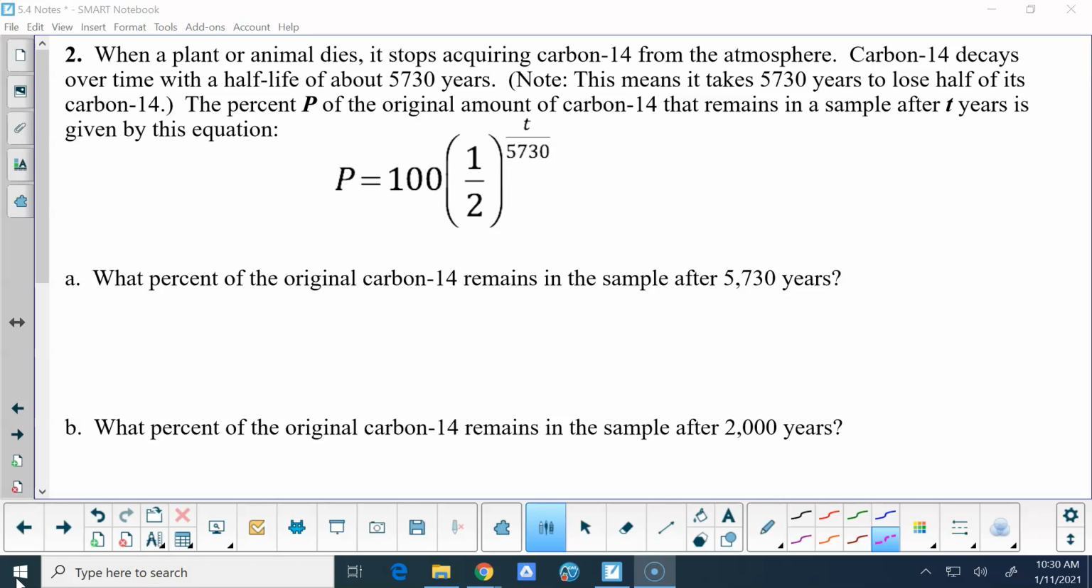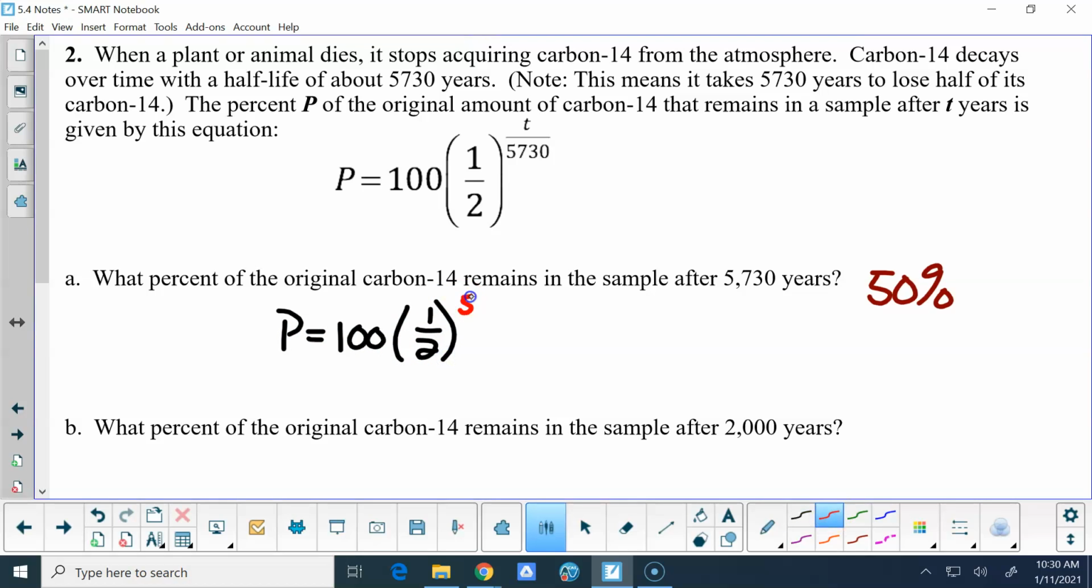Okay? So the percentage P of the original amount of carbon-14 that remains in the sample after t years is given by this equation. What percent of the original carbon-14 remains in the sample after 5,730 years? 50%, right? Because it's a half-life. So that one we didn't have to do any math with. Had we done the math, P, the percentage left, is 100 times 1/2 to the 5,730 divided by 5,730. Well, that is 1. 1/2 to the first power is 1/2. 1/2 times 100 is 50.